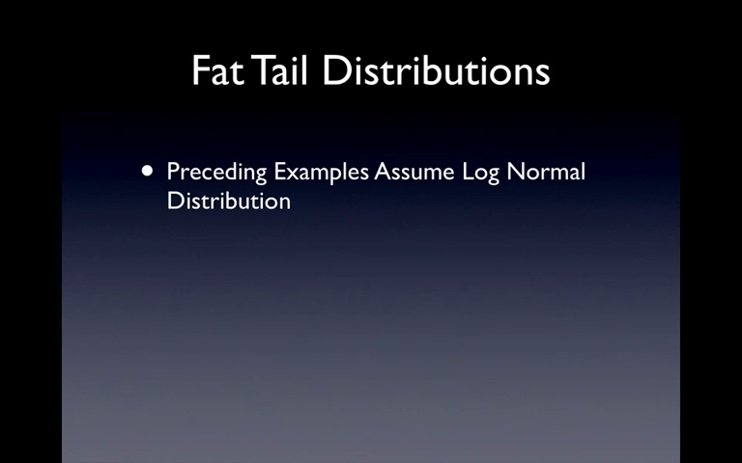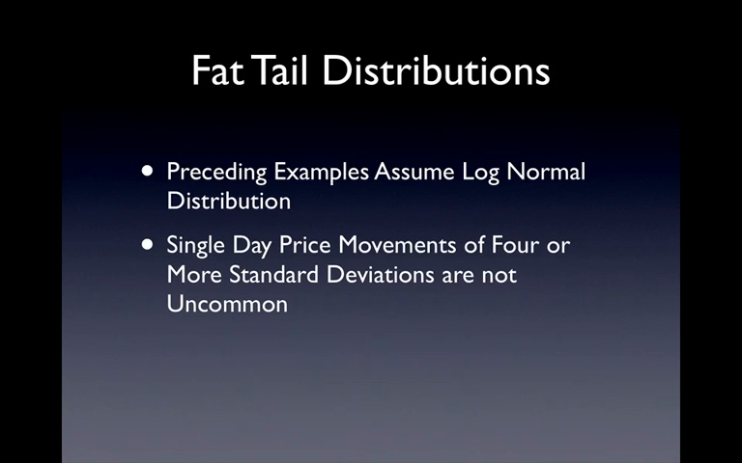The preceding examples assume that the price returns of the underlying asset follow a log-normal distribution. Very few, if any, equities or instruments of any asset class actually exhibit this behavior. In the real world, price fluctuations are subject to shocks caused by corporate actions, natural disasters, political turmoil, and other exogenous events. Single-day price moves of 4 or more standard deviations are not uncommon.